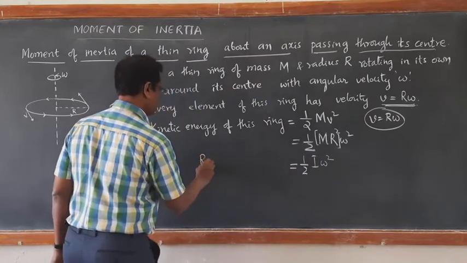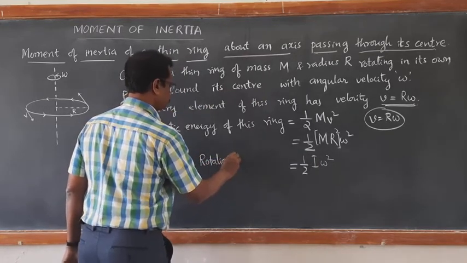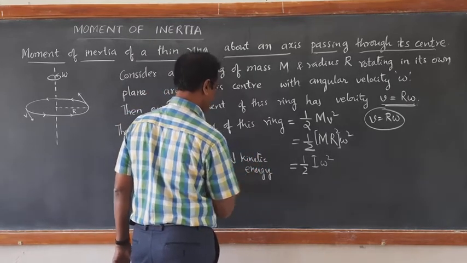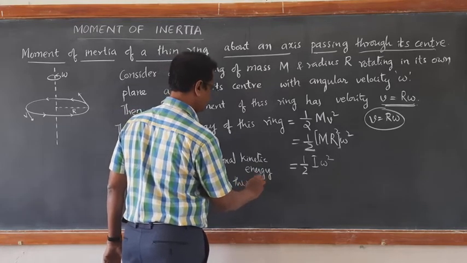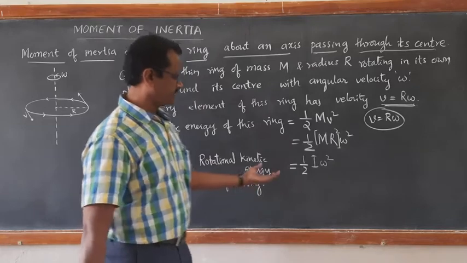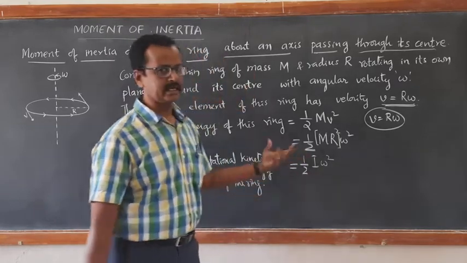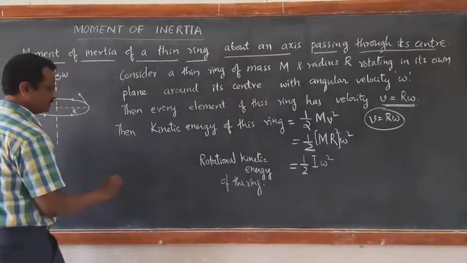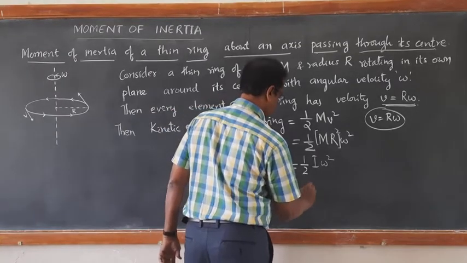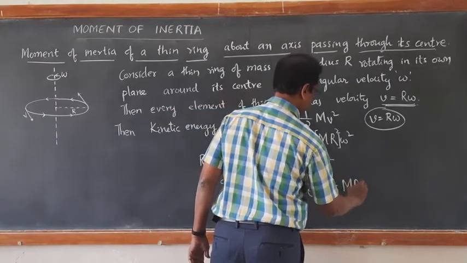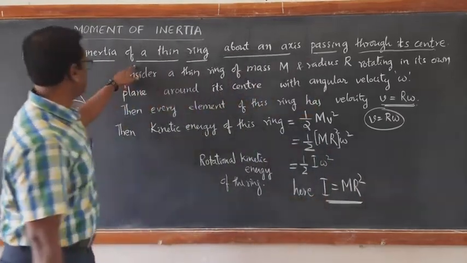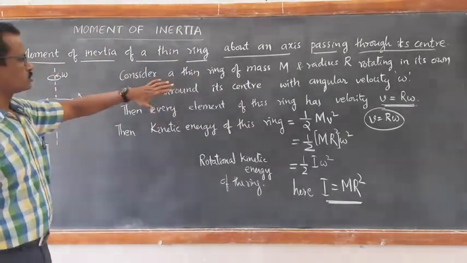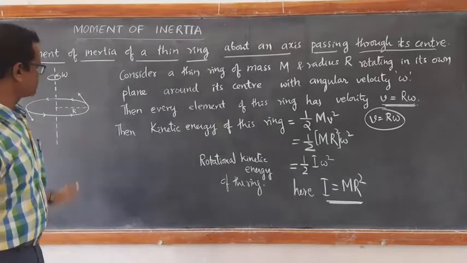So this gives us the rotational kinetic energy of the ring, given by half I omega square. Then what is I? Therefore, I is equal to M r square. So this gives us the moment of inertia of a thin ring about an axis passing through its center, when the ring is rotating in its own plane around the center.